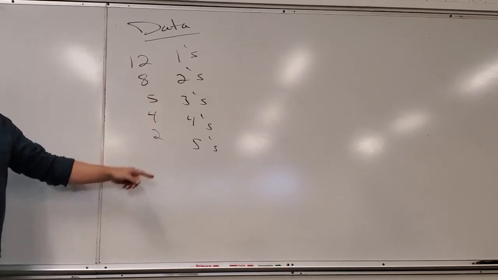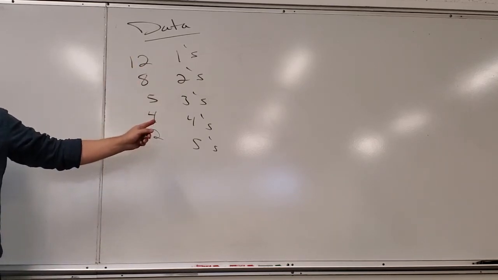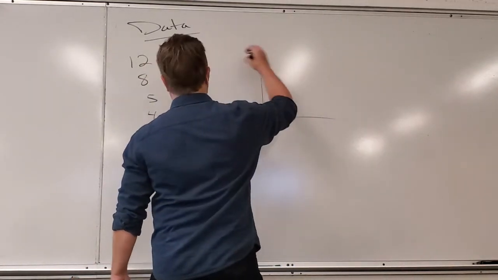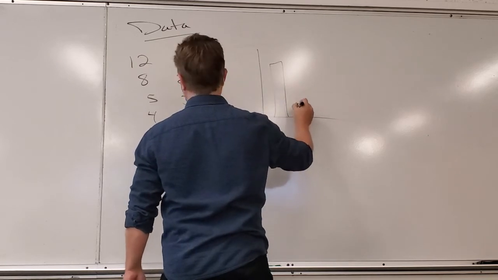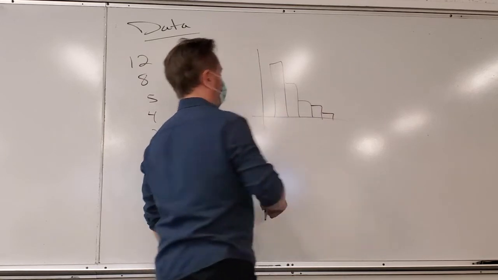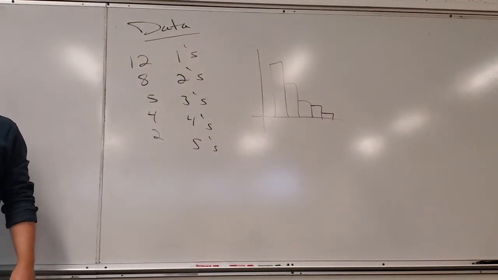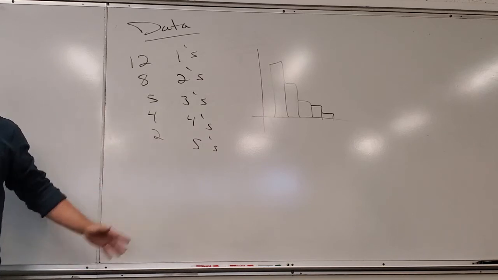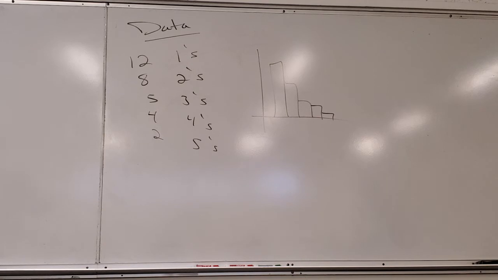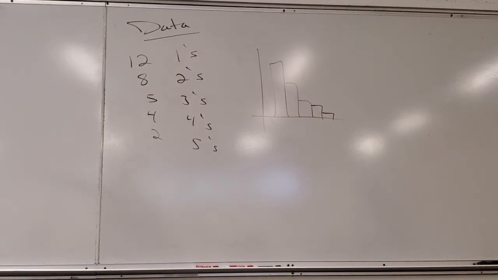Is this a normal distribution? No, right? In fact, I can make a really quick, gross histogram: 12, 8, 5, 4, 2. Is that normal? No. But isn't it greater than 30? Yes. So what's the key? I really want you to understand this. I don't care how big a sample is. It could look like anything.